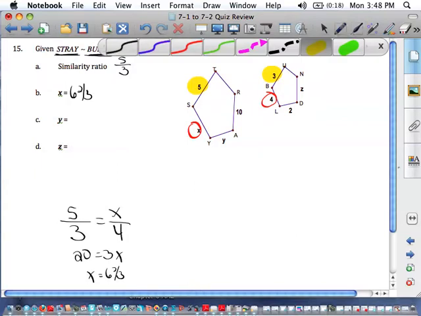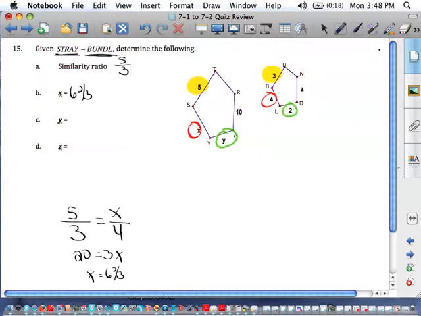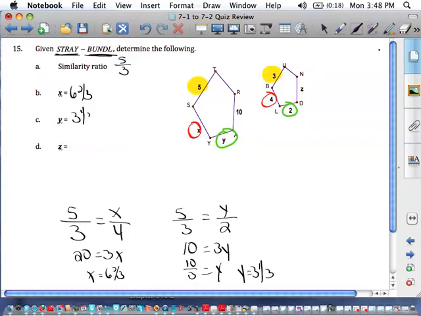The next one you're looking for is y. So again, you're going to set up that ratio 5 is to 3, that's our similarity ratio, as y is to 2. Cross multiply, 10 equals 3y. So 10/3 equals y. So y is equal to 3 1/3. You can leave it as 10/3. That's not a problem.